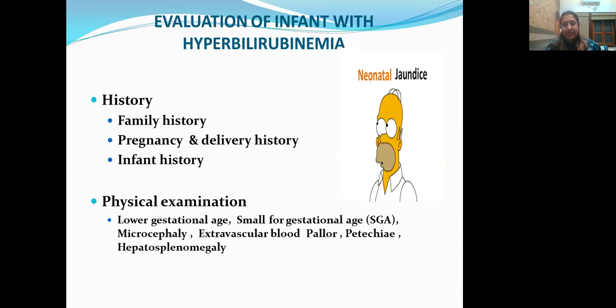Next, coming to physical examination of the baby, here we have to look for lower gestational age and small for gestational age. Now, preterms are more prone to having jaundice. Secondly, small for gestational age or microcephaly is pointing more towards intrauterine or TORCH infections. Is there any extravascular blood like a cephalohematoma or any petechiae, bruising, etc.? Pallor, polycythemia, and also look for hepatosplenomegaly, again to look for TORCH infections or any other metabolic diseases like Gaucher's disease or any other lipid storage disorders or so.